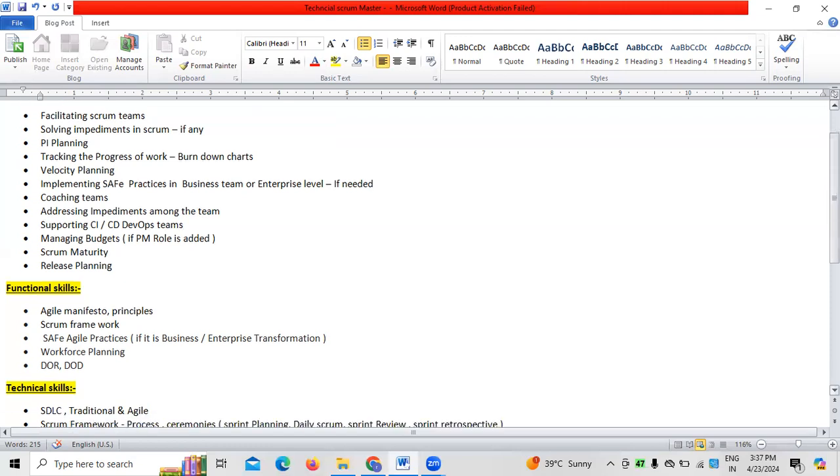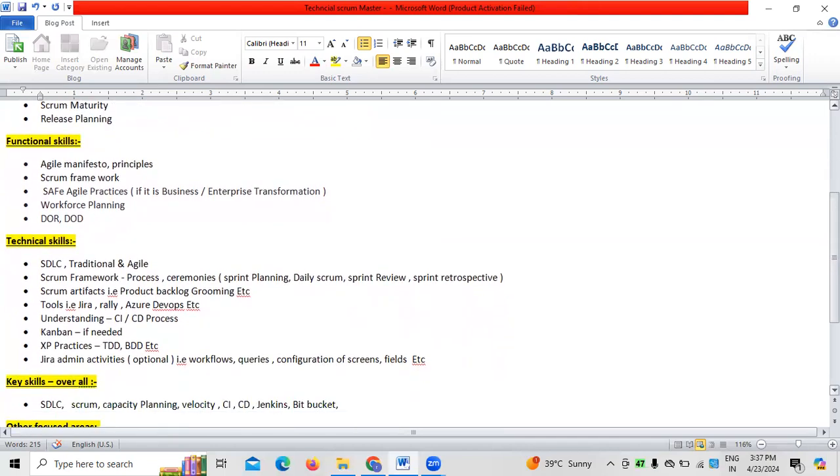Now, when it comes to the functional skills we need to have, this is the one I'm addressing, because most people come from non-IT backgrounds to become scrum masters. Whenever they come from the non-IT side, it is important for us to understand what functional skills they have. We must know the Agile Manifesto principles. People who come from non-IT will face this problem. They must be good with the Agile Manifesto principles.